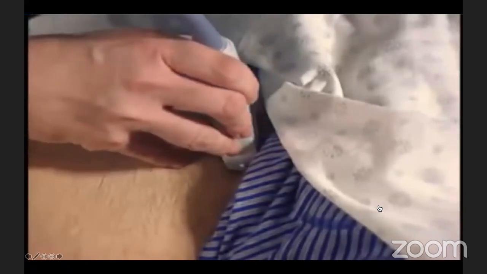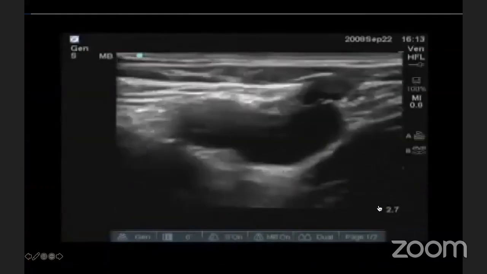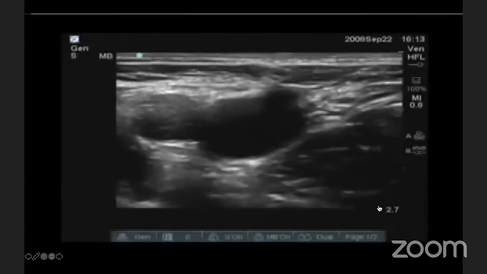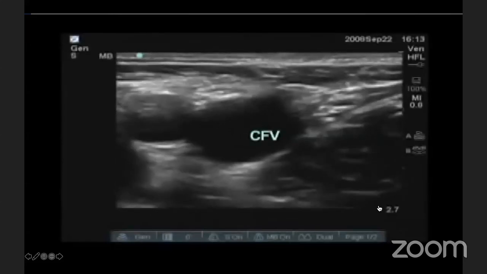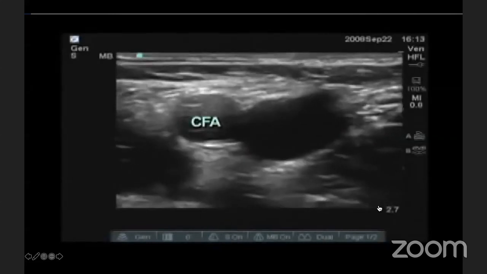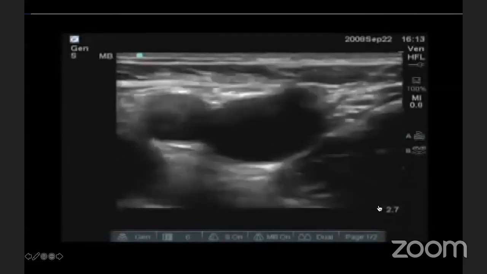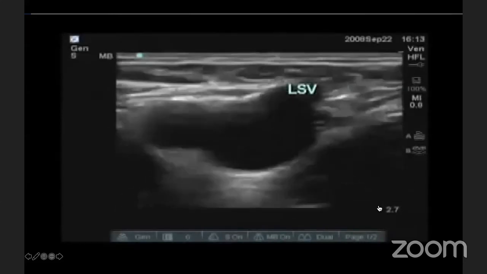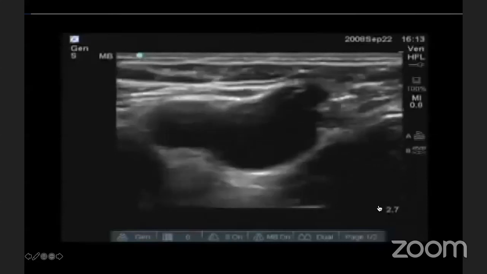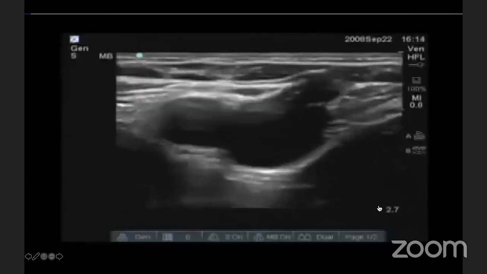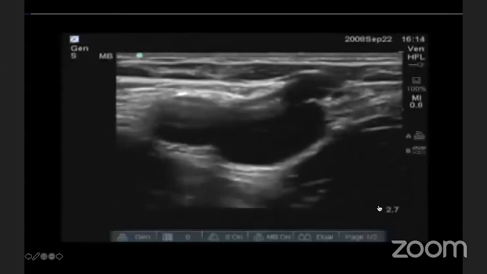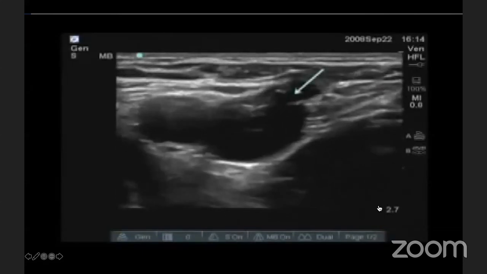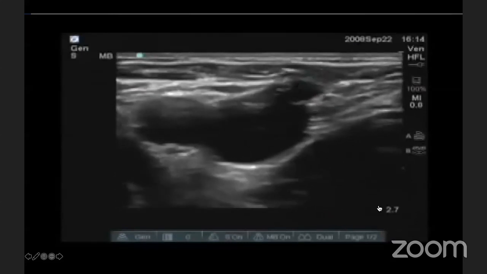When I do this, immediately below the transducer in the ultrasound image, I'm going to see two anechoic structures. The one that's more medial is the common femoral vein. The one that's more lateral is the common femoral artery. The way I can landmark this is by looking for the junction with the saphenous vein, or the long saphenous vein. And we see this emptying into the anterior aspect of the common femoral vein. And in this image, we actually see the venous valves separating the long saphenous and common femoral veins.